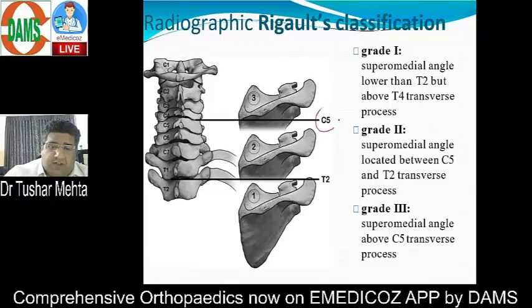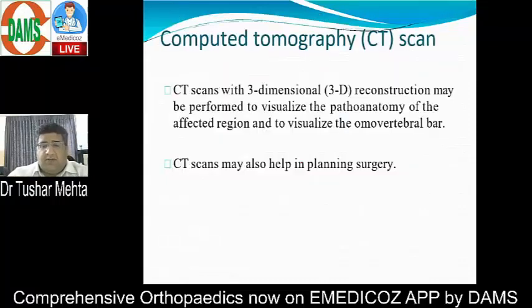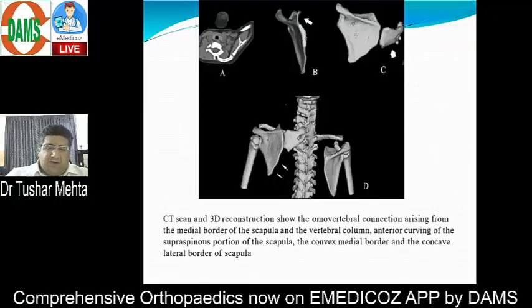Also, we had already spoken about these two important anatomical landmarks. CT. I'll be very honest here that CT is mainly used for preoperative planning. The classical CT scan with NCCT with 3D reconstruction is basically used if you are performing a surgery, because you have to visualize the pathoanatomy, and I would say most importantly you have to visualize the omovertebral bar. I'm sure you can very well see this omovertebral bar here.